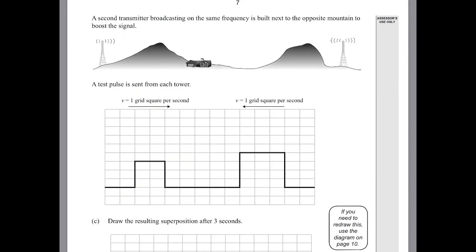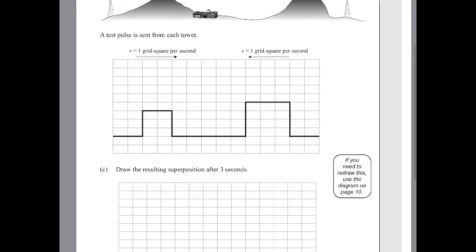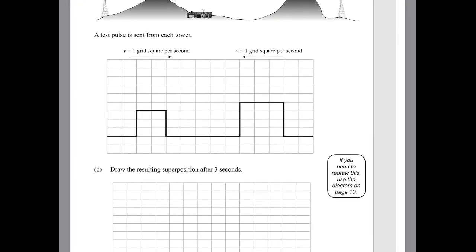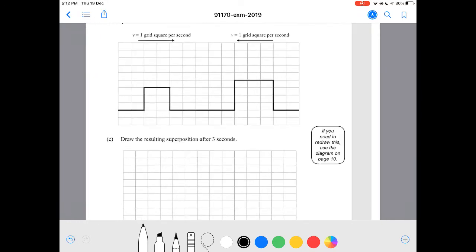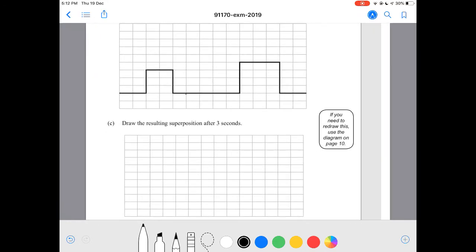A second transmitter broadcasting on the same frequency is built next to the opposite mountain to boost the signal. A test pulse is sent from each tower. Draw the resulting superposition after 3 seconds. Alright, so first things first, we want to draw where the waves are after 3 seconds, and we will see what superposition will be occurring. Looking at the first wave on the left, after 3 seconds, 1, 2, 3, it is going to be here.